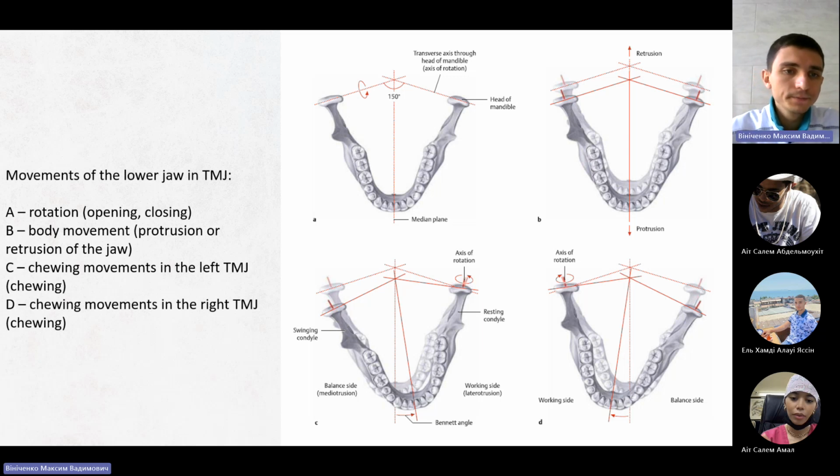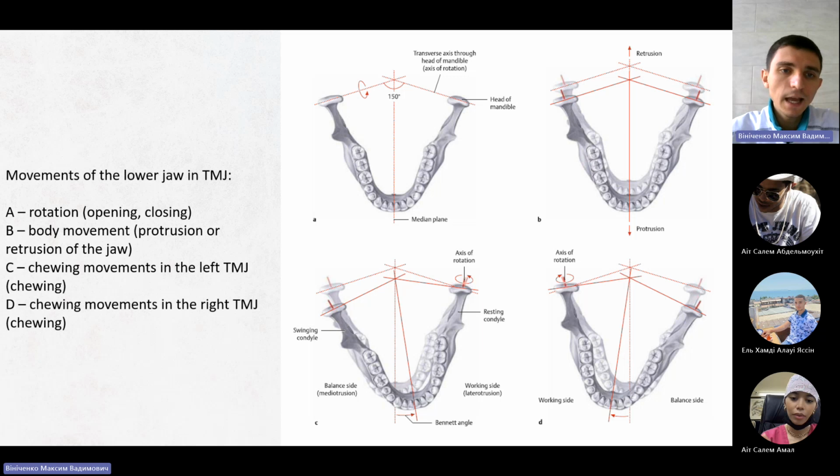In the left corner, we see the movement of the lower jaw on one side. It could be the left side or the right. For example, this is the movement on the left side. And there we could see on the lower jaw two sides. The working side, which we use, for example, when we are chewing, is one side. And the other side we call the balance side.